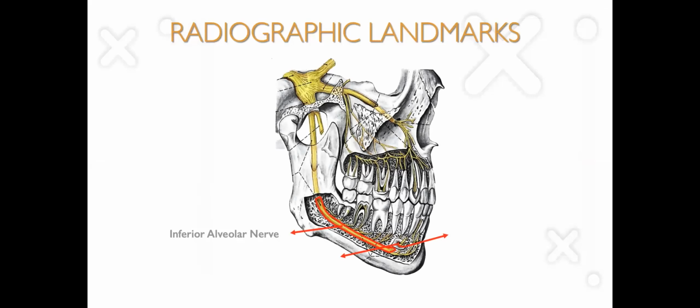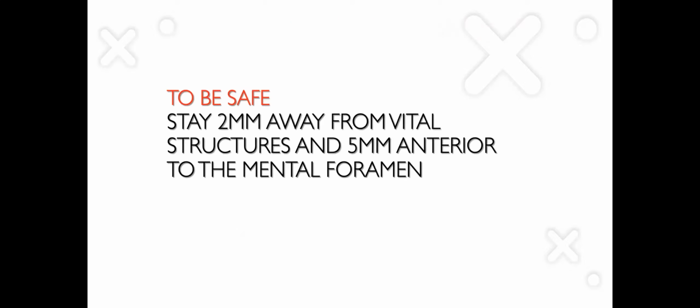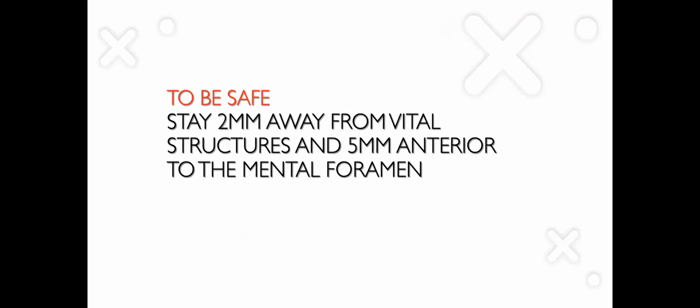And some of the landmarks you have to look at are the inferior alveolar nerve, the mental nerve, the mental foramen, and then for the maxilla, you're going to be looking at the sinus floor, the incisive foramen, and the nasal floor.